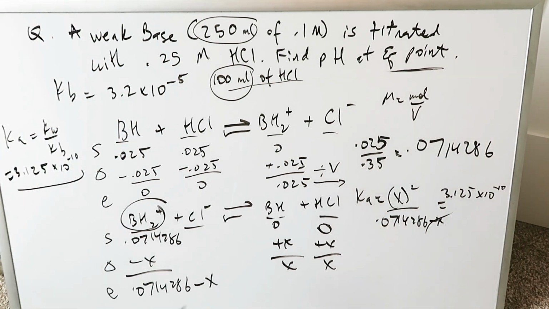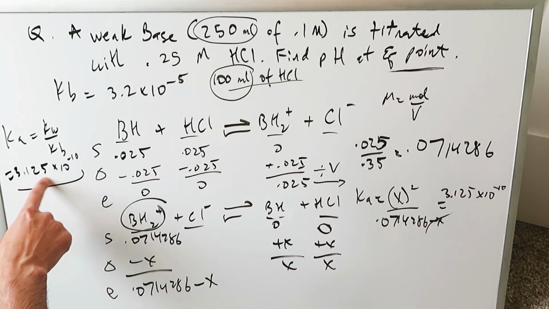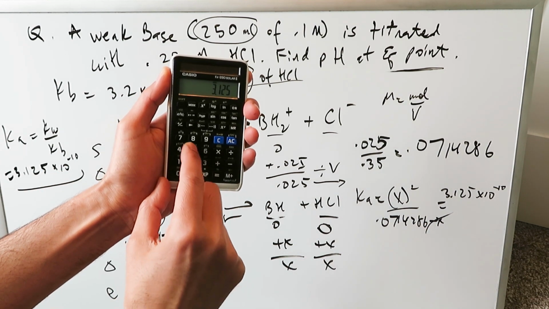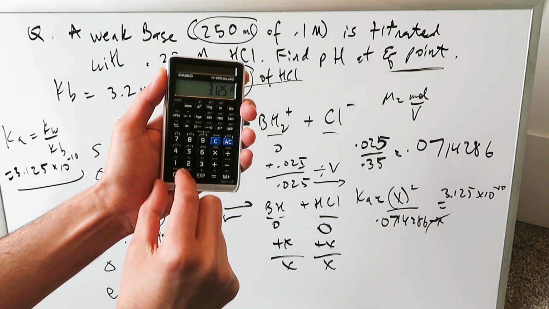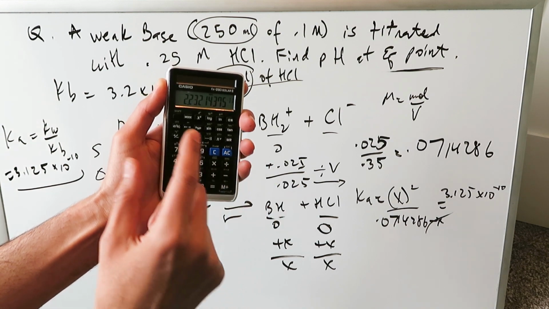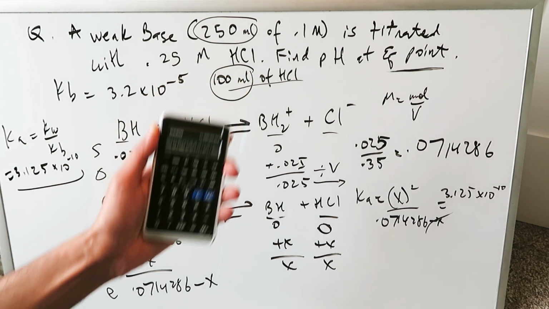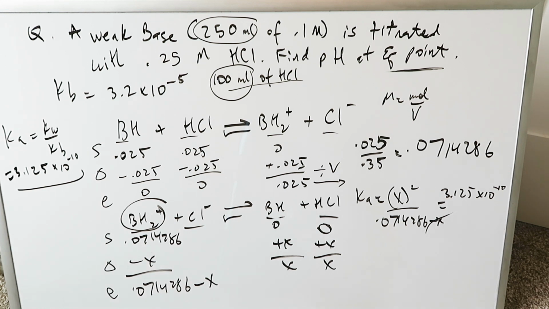You could technically just eliminate that x and simplify it. You don't need to keep it because this acid dissociation value is very small. You'll do 3.125 times 10 to the minus 10 times 0.0714286, and then you'll square root it. When we square root it, we're getting 4.7245 times 10 to the minus 6. What does this x value here indicate?